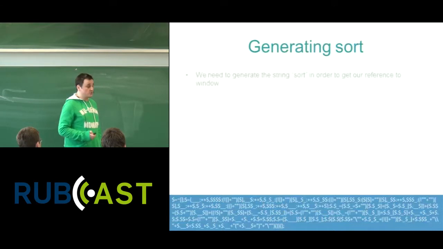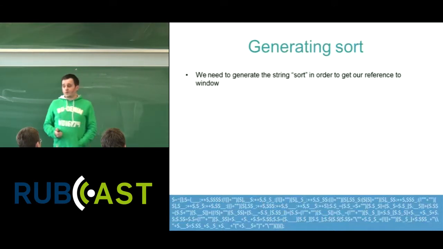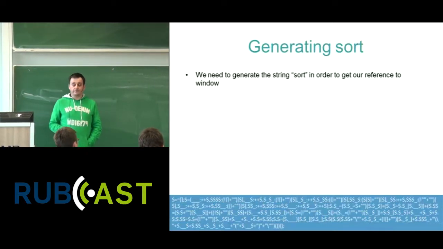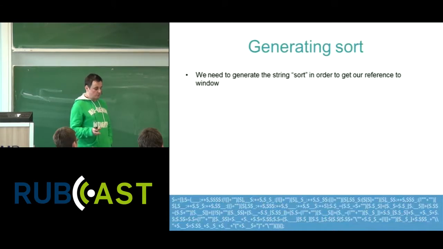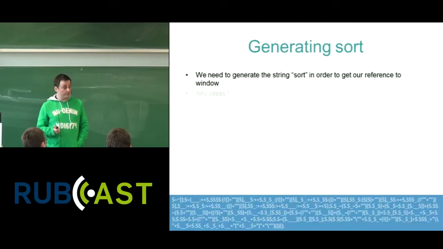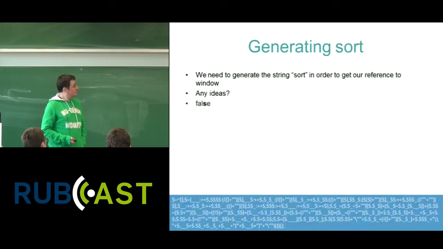So how do you generate sort? We need to generate the string sort, obviously, to get the reference to the window. So what you want to do is call the sort value and return window, all without using any alphanumeric characters. So any ideas? False. Object, object. True. True. So it spells out sort.